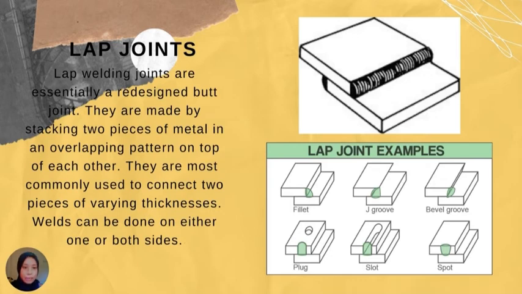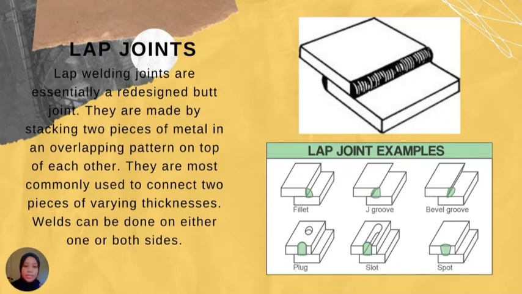So next, the lap joints. Lap welding joints are essentially redesigned butt joints. They are made by stacking two pieces of metal in an overlapping pattern on top of each other. They are most commonly used to connect two pieces of varying thicknesses. Weld can be done on either one or both sides.